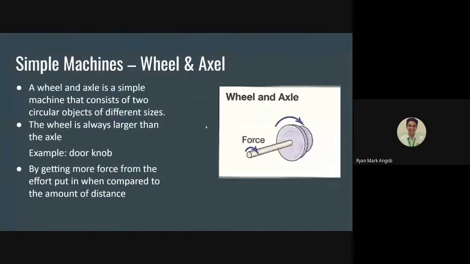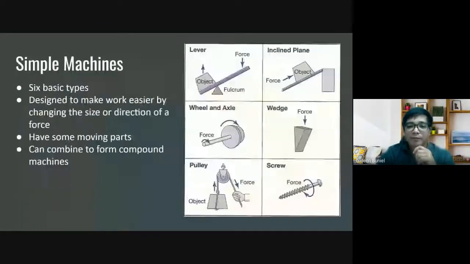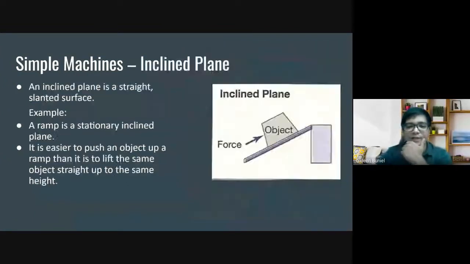So now let's review. Again, guys, simple machines. Let's just have a recap. We have the lever, the inclined plane, wheel and axle, wedge, pulley, and screw. Okay, you just have to remember those things.